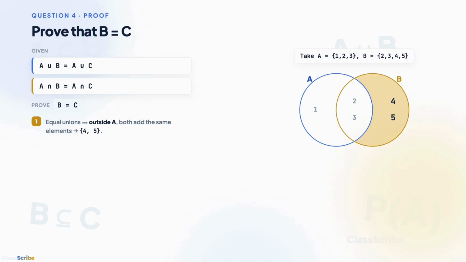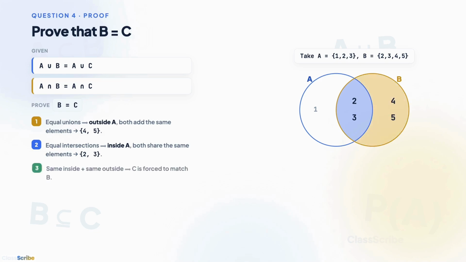This means B and C contribute the same elements outside A and also share the same elements inside A. Since no element can belong to one set without belonging to the other, both sets must contain exactly the same elements. Hence, B equals C. This proof is based on comparing element membership rather than performing calculations.